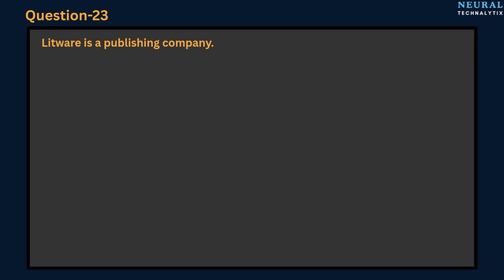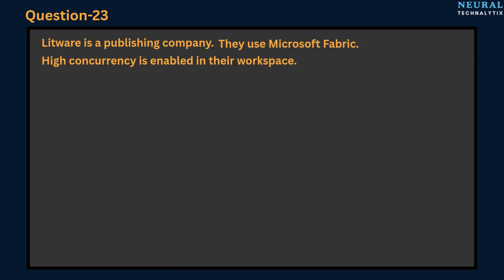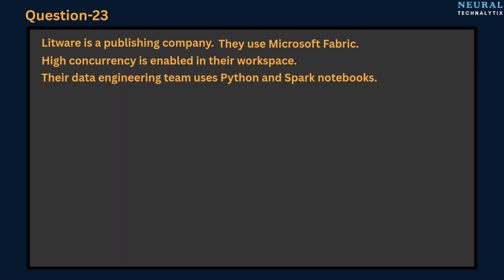Litware is a global publishing company. They use Microsoft Fabric. High concurrency is enabled in their workspace. Their data engineering team uses Python and Spark notebooks. They follow a bronze, silver, gold medallion architecture.